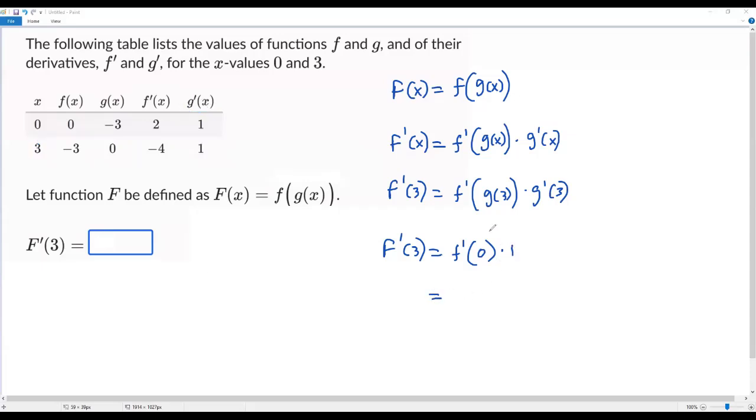Now we have to get the value of f prime of 0. Here we have f prime of x. f prime of 0 means we have to find the value of f prime of x when x equals 0. So x equals 0 over here. When x equals 0, the value of f prime of x is just 2. So we can plug in 2 for f prime of 0 here. Let me do it: 2 times 1. So finally, F prime of 3 equals 2 times 1, which is 2. Therefore, the value of F prime of 3 is just 2.